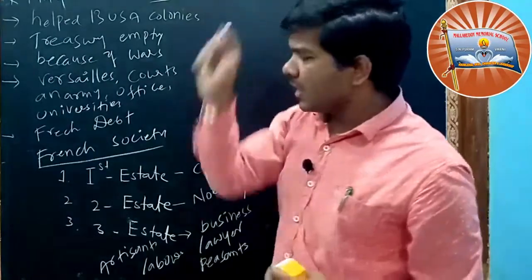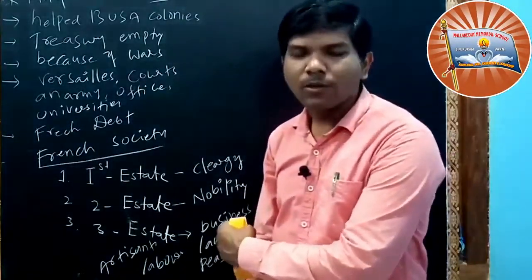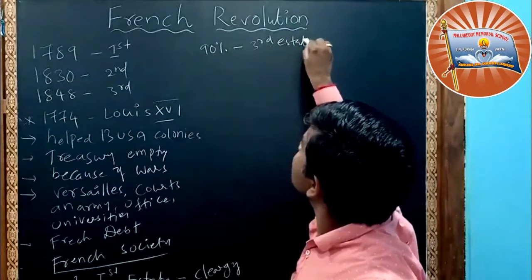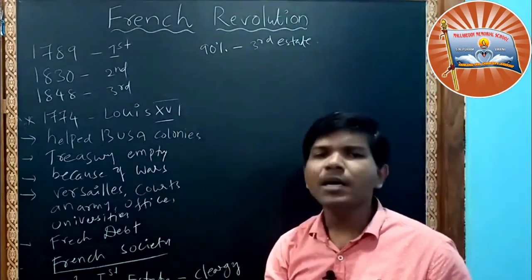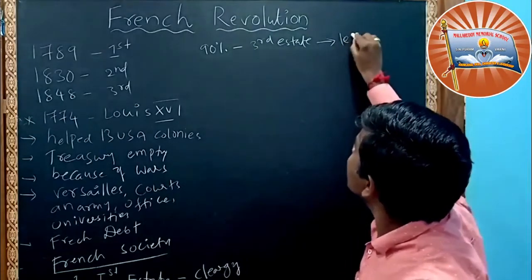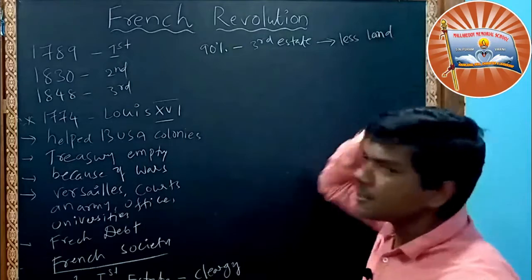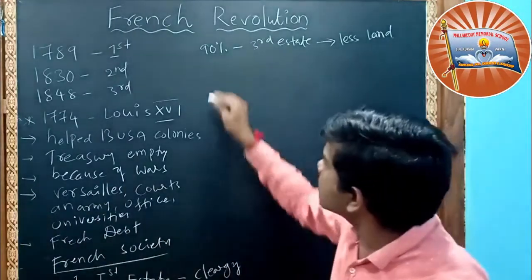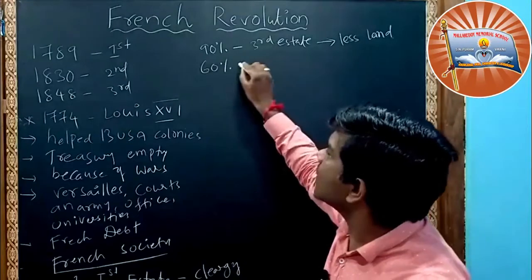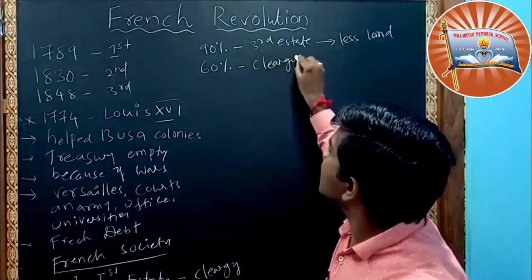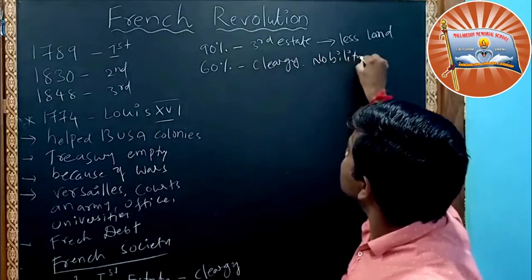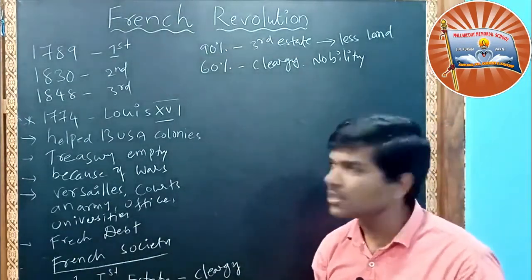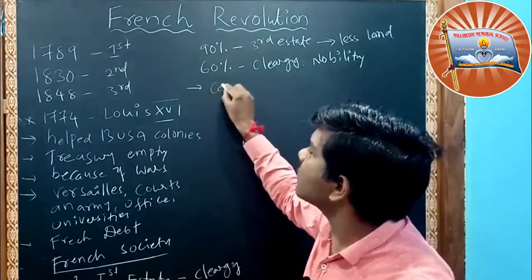See here, small peasants, I said, small peasants. The third estate consists of 90% of the population. But this 90% of the population had a very small percentage of the land. Very scarce, very little land they had. Next, 60% of the land belongs to the clergy and nobility. That means the church and the rich people. Now let's see what the condition of the peasants was.